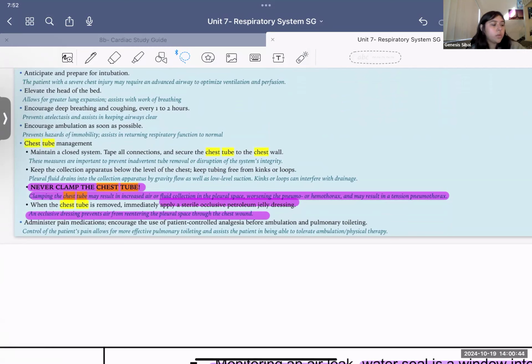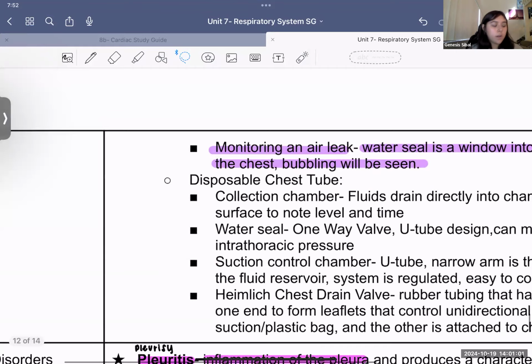When the chest tube is removed, immediately apply a sterile occlusive petroleum jelly dressing. So if you have to remove it, the provider says we don't need it anymore, just apply it. Or if it's disconnected from the patient. An occlusive dressing prevents air from re-entering the pleural space through that chest wound, but it also allows for air to come out.